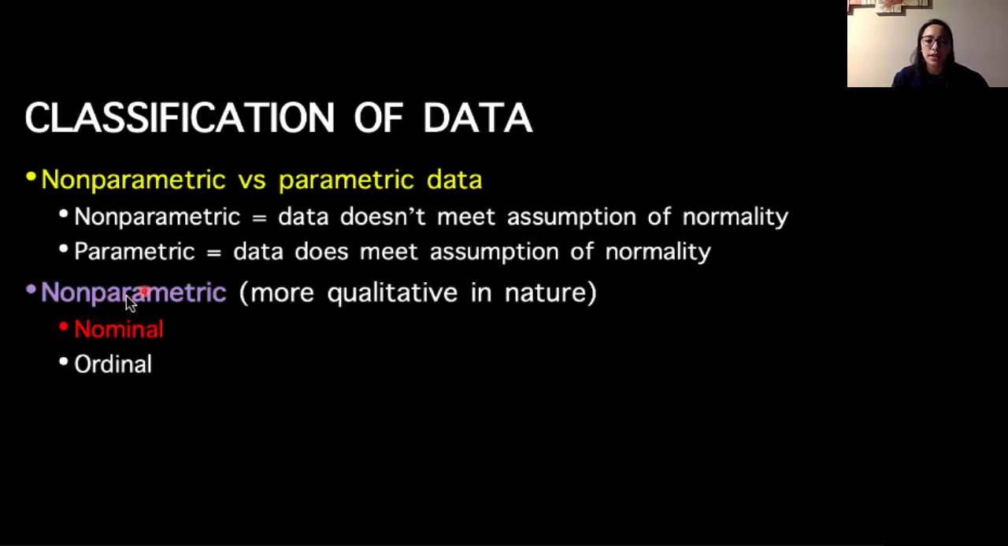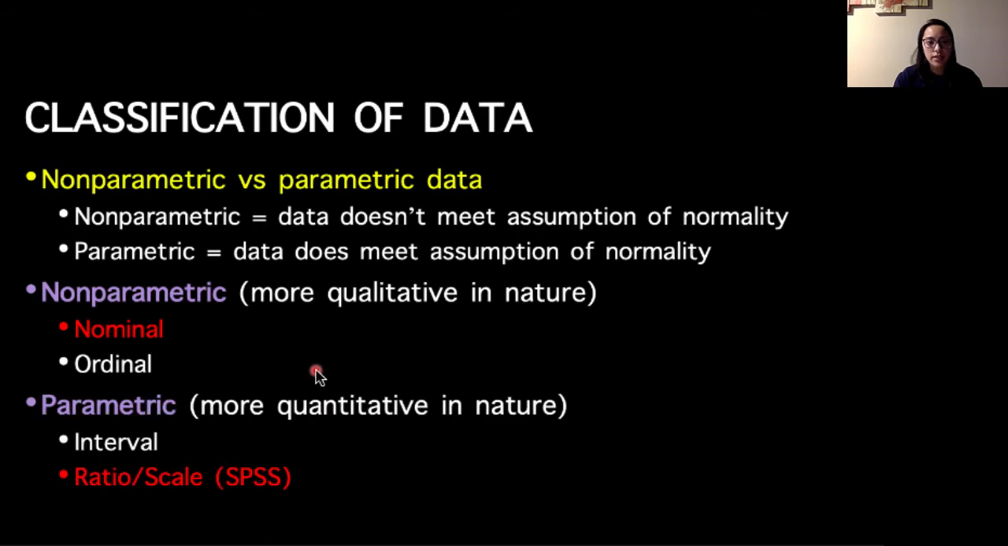So non-parametric data is typically more qualitative in nature. It's descriptive, right? And the two categories that we have under non-parametric data are nominal data and ordinal data. Nominal data will be primarily what we use in this class, and it's more often what you will see in the kinesiology field in terms of research.